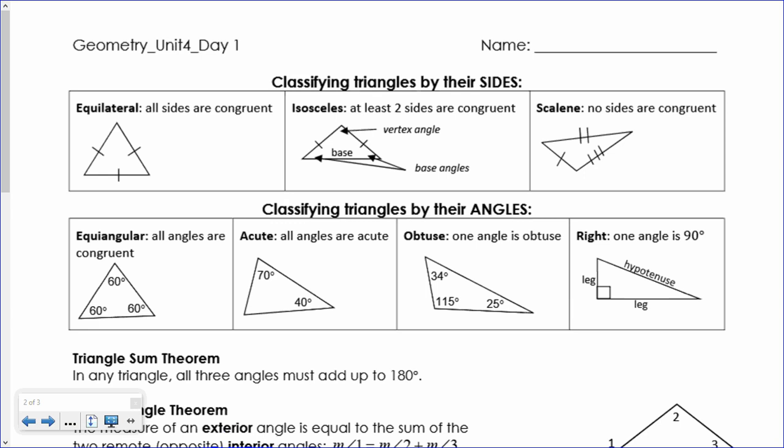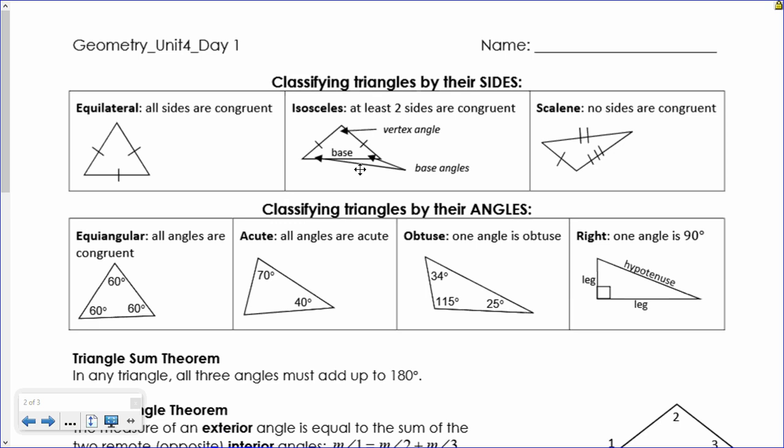A couple of extra things to remember about isosceles. Not only do the sides have special names and special relationships, we also work with the angles a little bit. These two sides that are congruent, we call those the legs. So if you see a triangle with two congruent sides, we call those the two congruent legs. The other side that's not congruent to the other two is called the base.